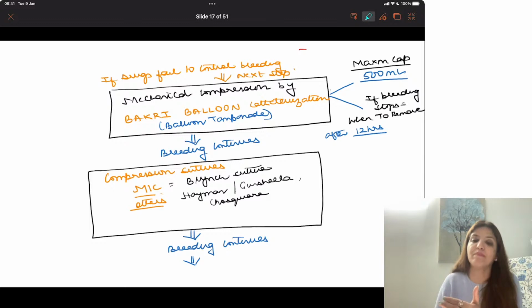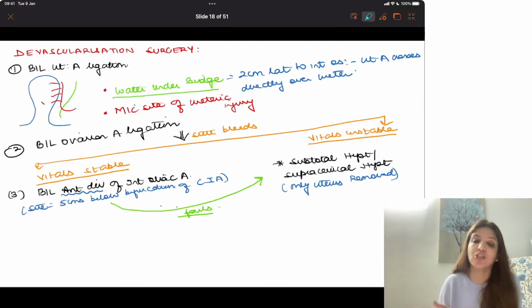Now, even if after mechanical compression bleeding doesn't stop, then what is the next step? The next step is compression sutures. The most commonly applied compression sutures are B-Lynch sutures. The other sutures which can be applied are Hayman, Cho square and other sutures. If bleeding still continues after applying B-Lynch sutures, you are going to go for devascularization surgeries. In devascularization surgery, the first artery which you are going to ligate will be the uterine artery. So you are going to go for a bilateral uterine artery ligation, and then you are going to ligate the ovarian artery.